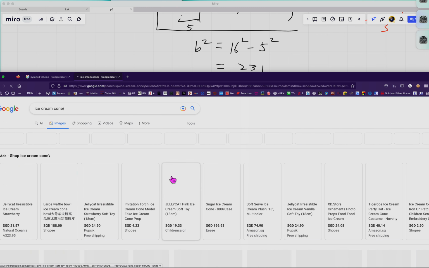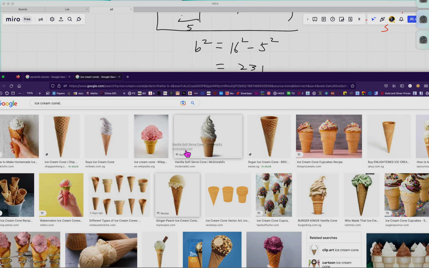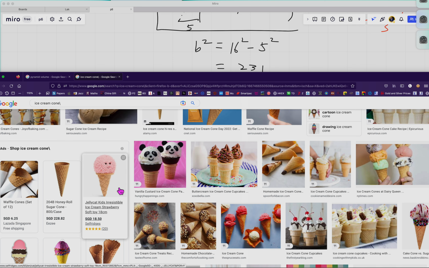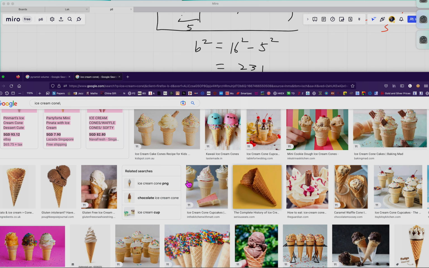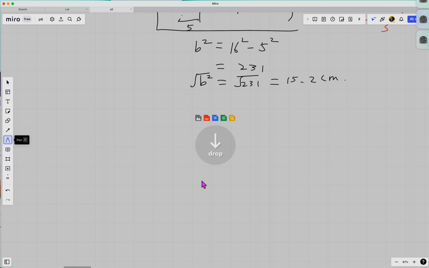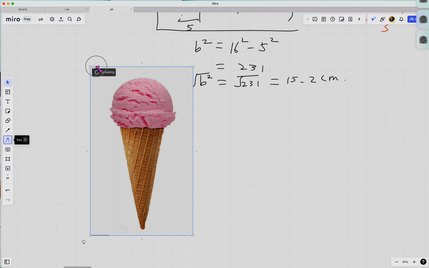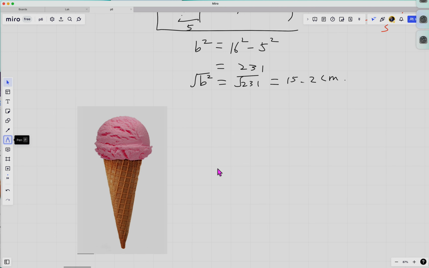I want to take a very cute picture. They're not going to show you a very cute cone. Literally, I'll just show you this. This one is quite okay. Okay, good.